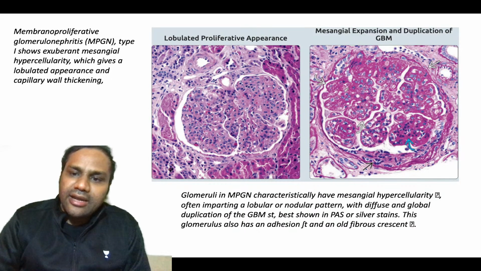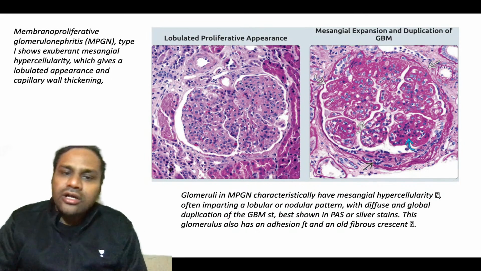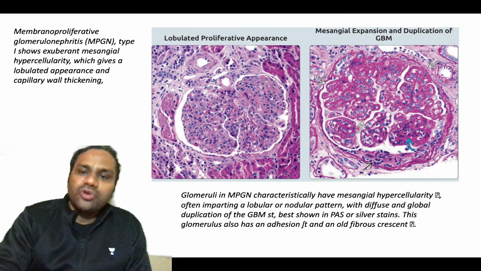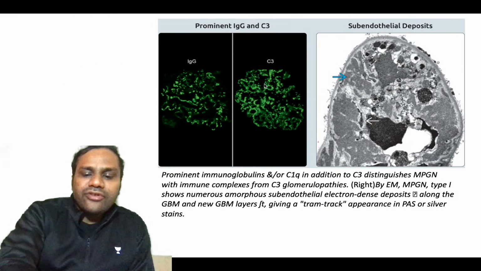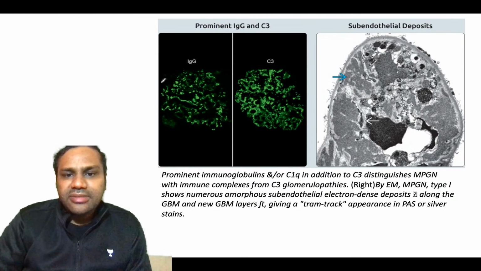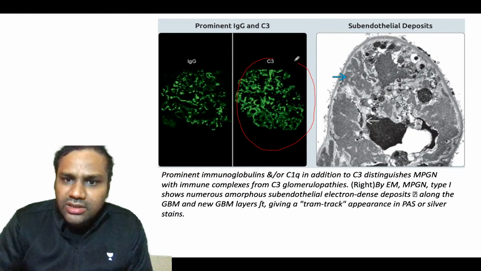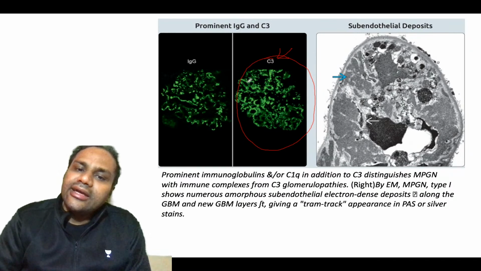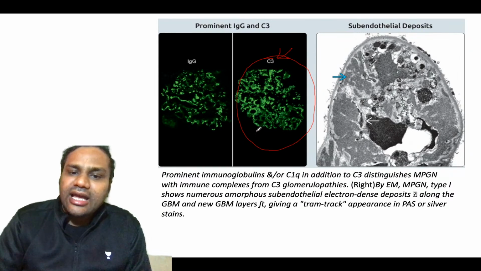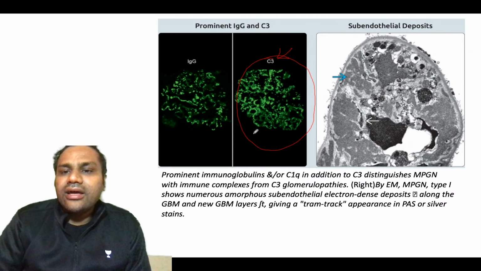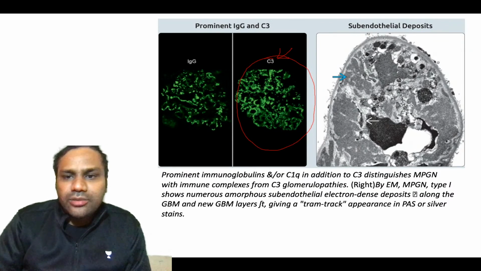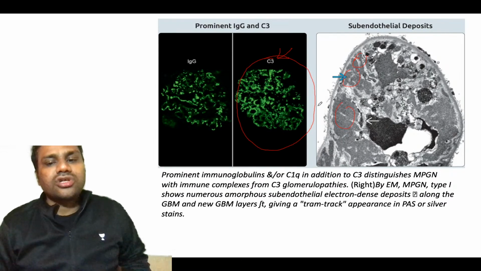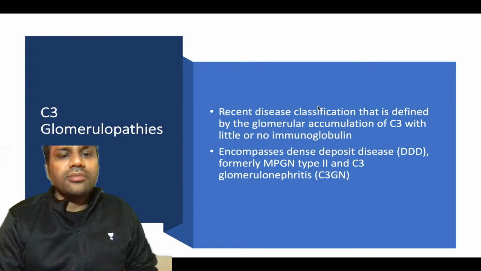Duplication of membrane can be seen, and they can also show crescent-like formation, which we see in extracapillary deposition. And we know very well that there will be IgG, and basically more of C3 deposition. C3 deposited in MPGN is coarse granular, intracapillary, and there can also be mesangial deposition. In case of electron microscopy in MPGN, there will be subendothelial deposits. So that we have talked about.